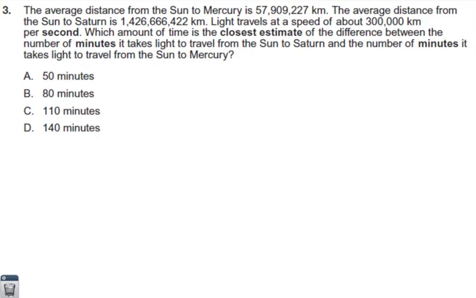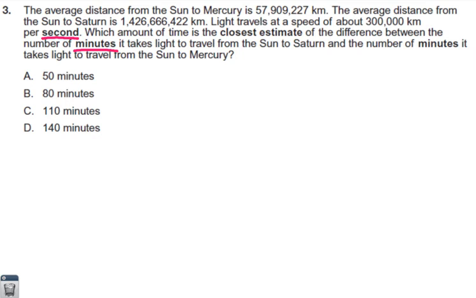Well, please notice the per second thing, and then for the final answer, they want the best estimate between the number of minutes. So eventually, it's going to be a matter of converting between seconds and minutes. So here we go. Let's figure out how many seconds it takes for light to go from Sun to Mercury and from Sun to Saturn. So here's what we do.